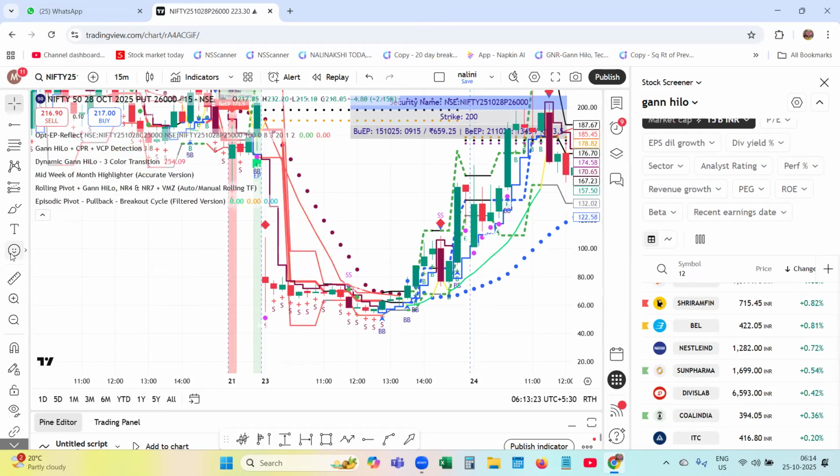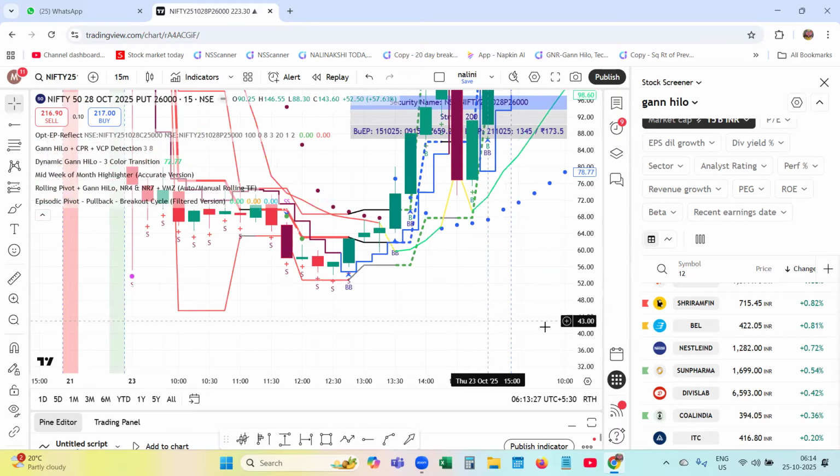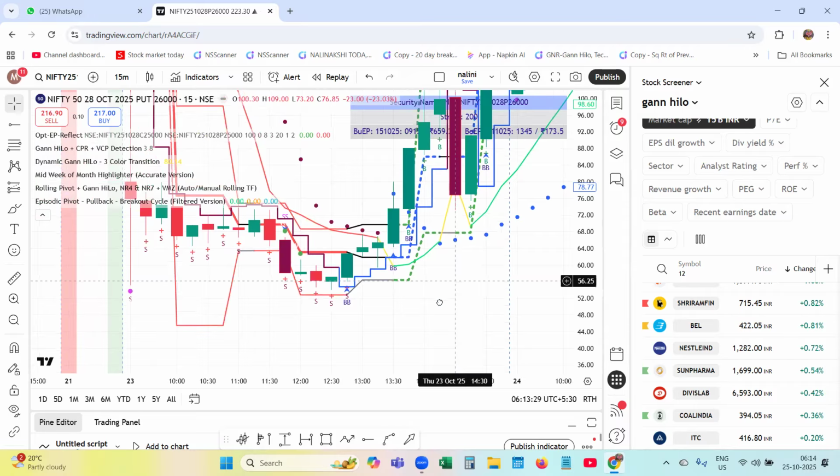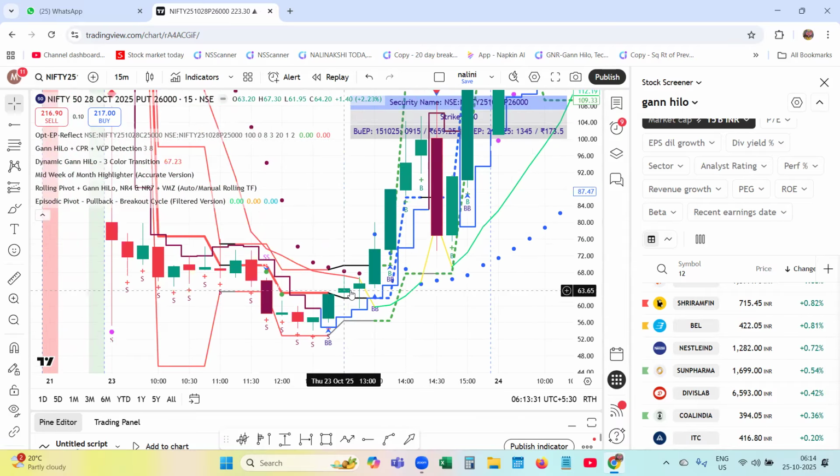You can see, let me zoom it, around 1 p.m. on 23rd itself, they started selling. Here the buy signal, the real buy signal has been generated. Price is above the pivot, Gann HiLo, everything aligned.